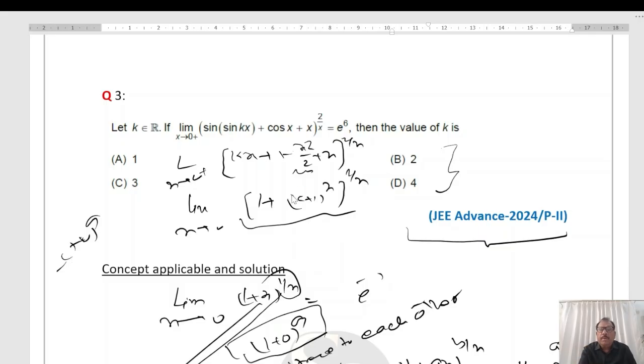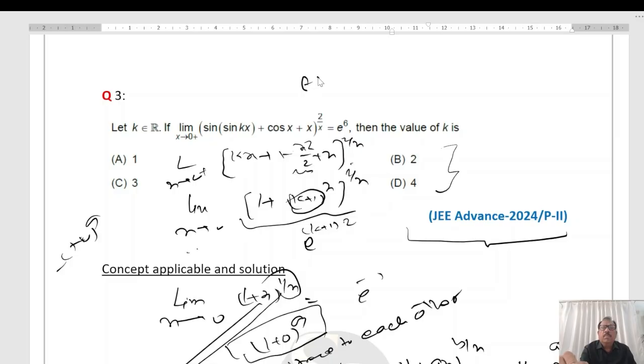It means this is a and this is b. Its answer will be therefore e की power k plus 1 into 2.